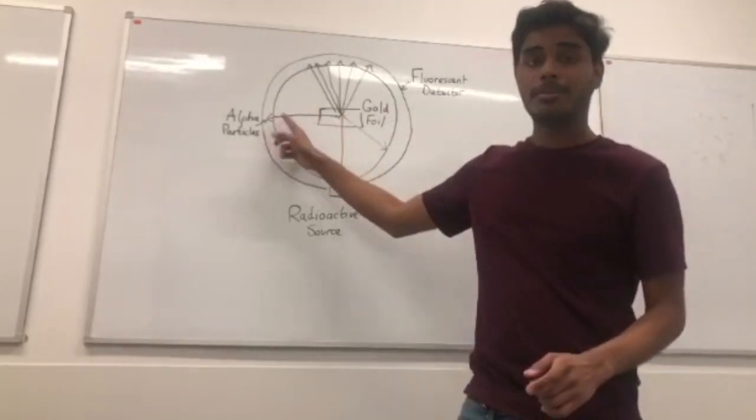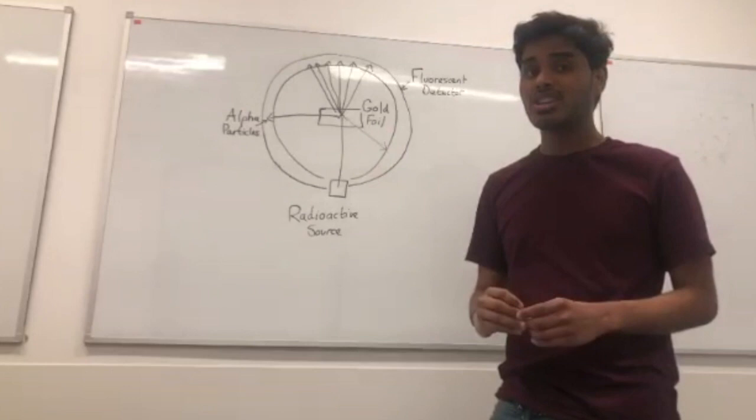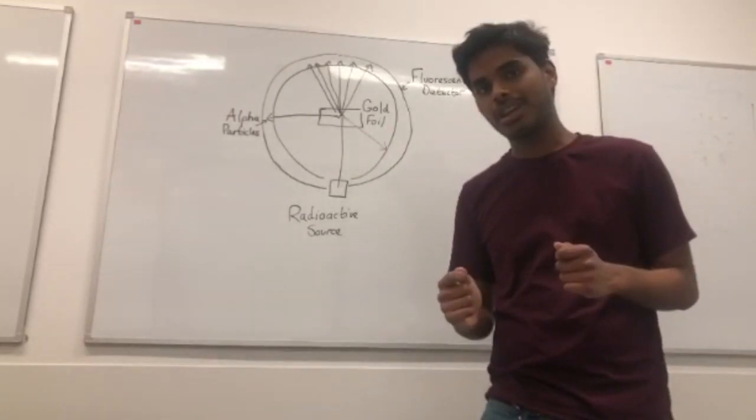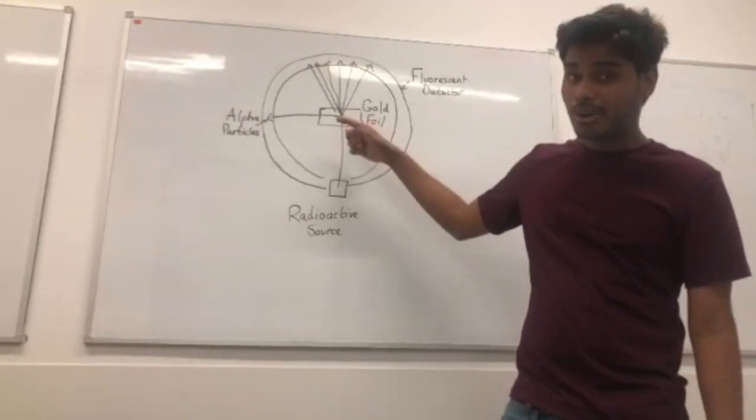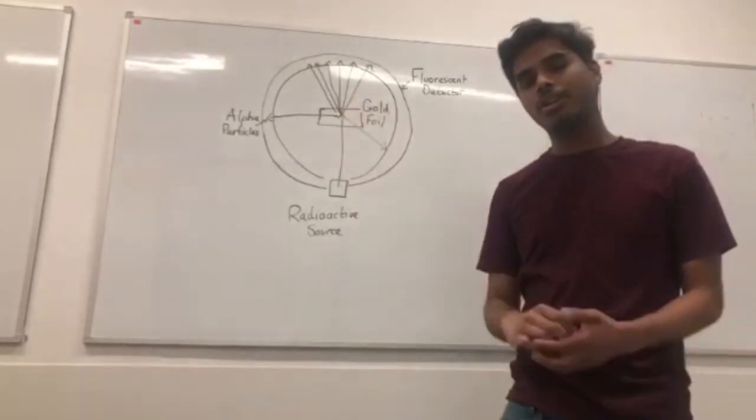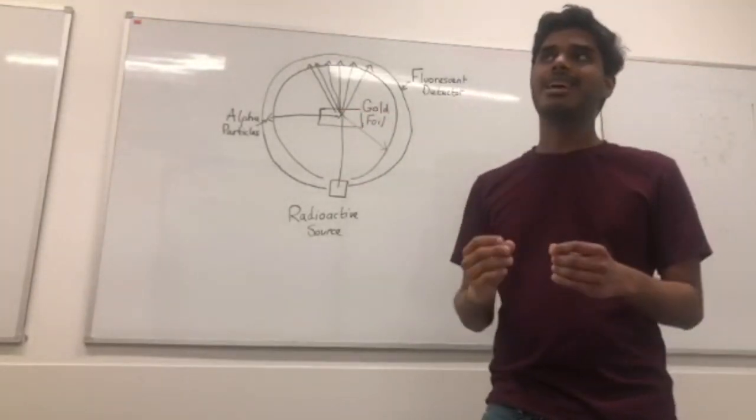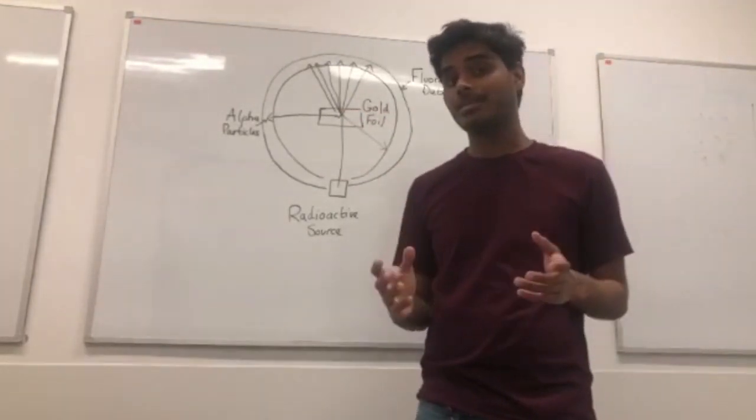The small number of alpha particles being deflected at large angles suggests that there is a concentration of positive charge in the atom. And the smaller number of alpha particles being reflected back onto the radioactive source suggests that the size of the nucleus in comparison to the atom is very small.